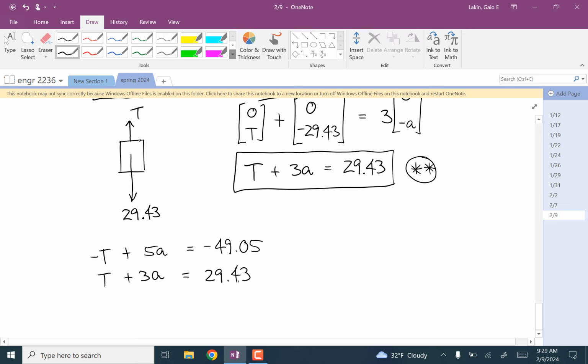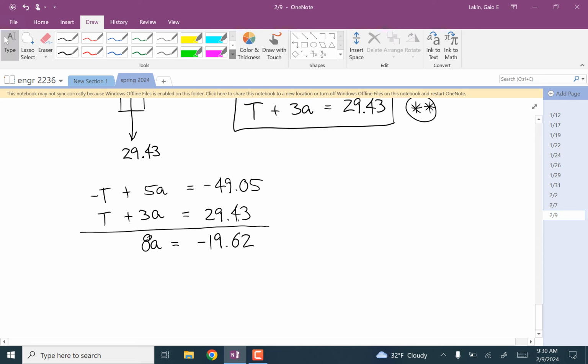And then if you add those together, you get 0 T's, so you get 8A is equal to negative 19.62. And so A is equal to negative 2.45 meters per second squared.